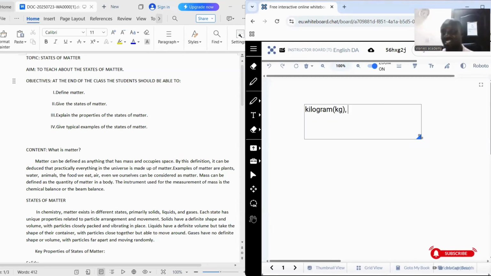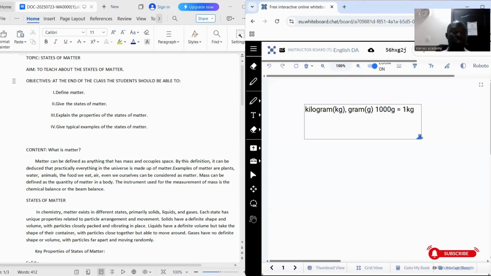However, in chemistry, we don't use kilogram for measurement of mass. Since we are dealing with chemicals, we use a smaller unit of mass called grams. So mass is usually measured in grams in chemistry, and this gram is denoted with the letter g. And bear in mind that 1,000 grams is equal to 1 kilogram. So you know that already.